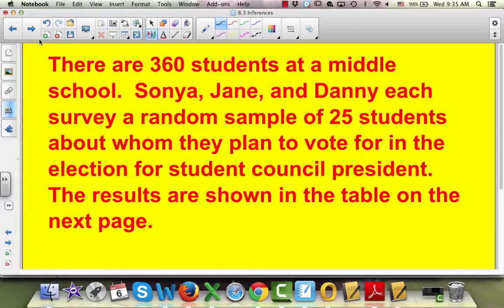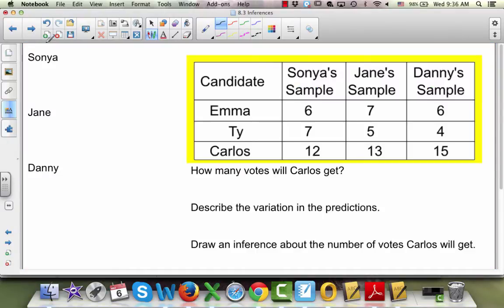Alright, here's another example. There are 360 students at a middle school. Sonia, Jane, and Danny each survey a random sample of 25 students about whom they plan to vote for in the election for student council president. Results are shown in the table on the next page. So Sonia, Jane, and Danny all sampled 25 students. See, each one of these adds up to 25. 12 and 7 and 6 add up to 25. 7, 5, and 13 add up to 25, and so does this column right here. So they each surveyed 25 people.